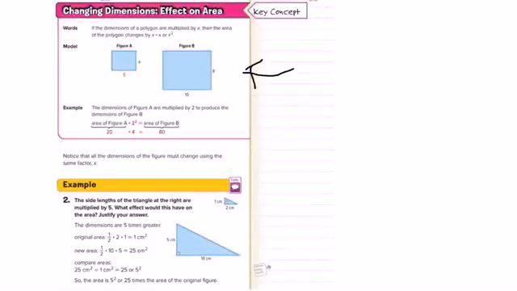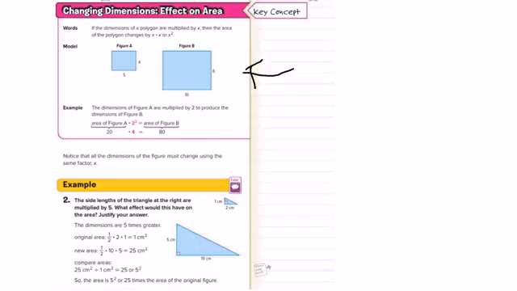So figure A, you've got your length and width of 5 and 4. Figure B has a length of 10 and a width of 8. So I can see that to get from figure A to figure B, we multiplied the dimensions by 2. So when you do that, 5 times 2 is 10 and 4 times 2 is 8. How will that affect the areas?